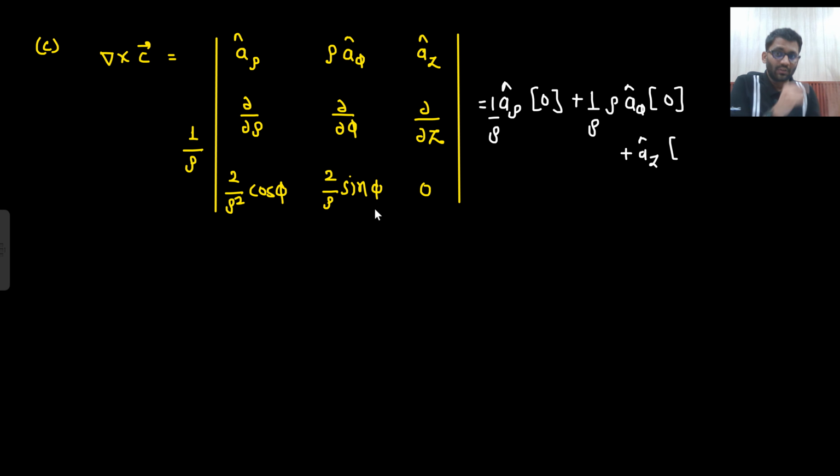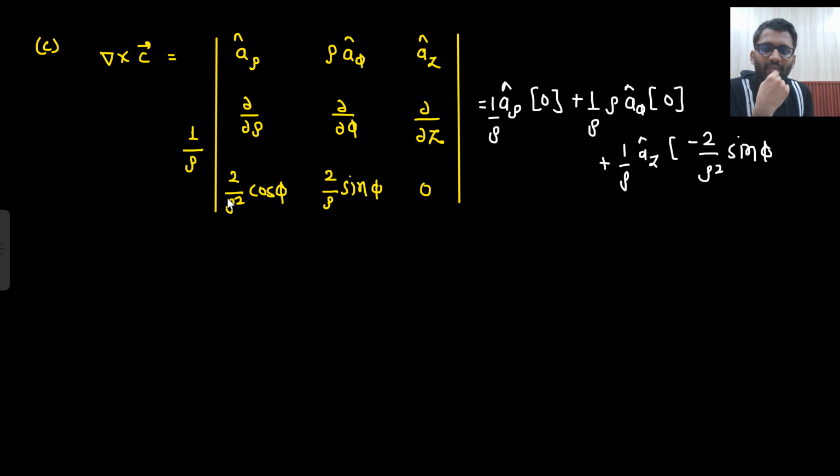Yes, now it will give you something. So del by del rho, 1 by rho will also come. Again I am forgetting it. Great. 1 by rho, plus del by del rho of 2 by rho sin phi. So what will be the differentiation? Minus 2 by rho square sin phi. Then del by del phi of 2 by rho square cos phi.